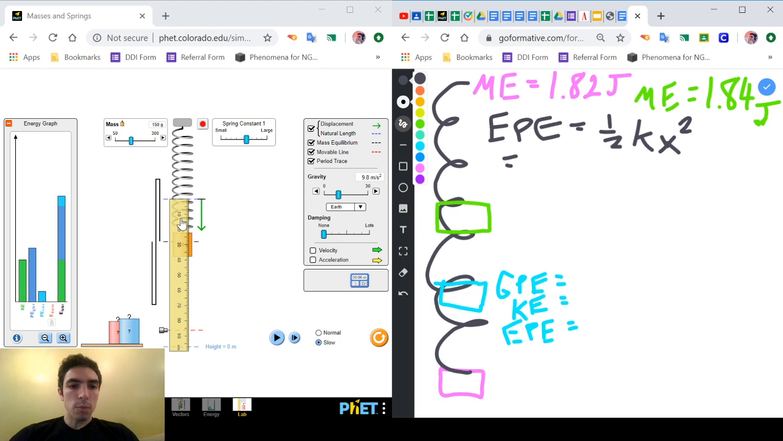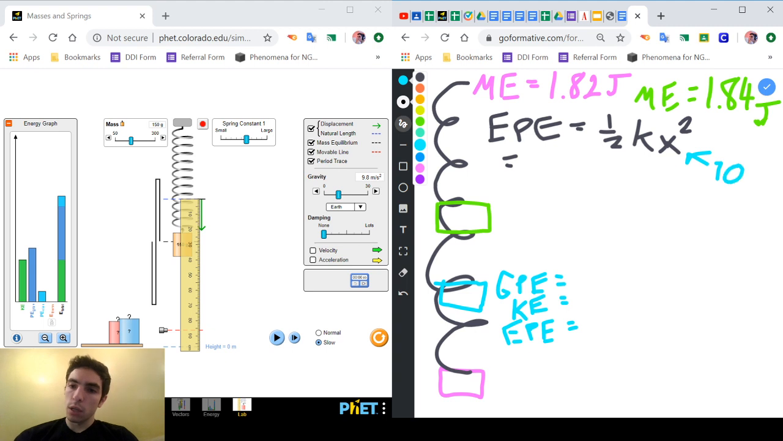And then we just need to measure what this displacement is. So I'm going to use this meter stick, measure that green vector for our displacement, and it looks like it's about 20 centimeters. So I should make note of that. That's about 20 centimeters. And that's what I'm going to plug into this equation.